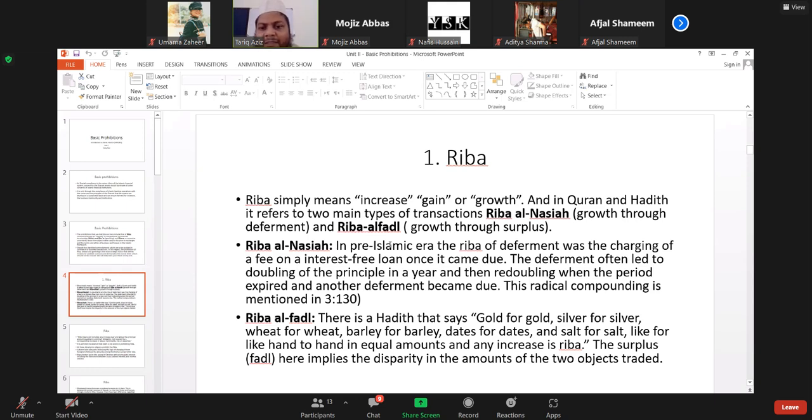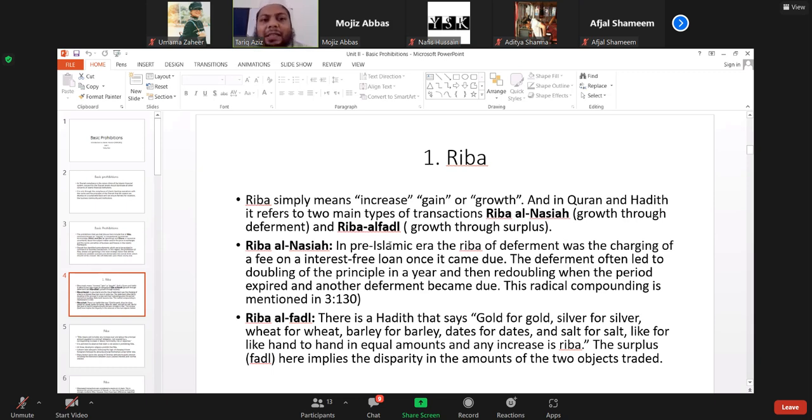There is a hadith that says gold for gold, silver for silver, wheat for wheat, barley for barley, dates for dates, and salt for salt, like for like, hand to hand. So these things have to be exchanged on the spot. Hand to hand means on the spot and in similar quantity, in equal amounts, and any increase is riba. Any increase is riba. The surplus, fazl. The literal meaning of fazl is also increase. So the surplus fazl here implies the disparity in the amounts of two objects traded.